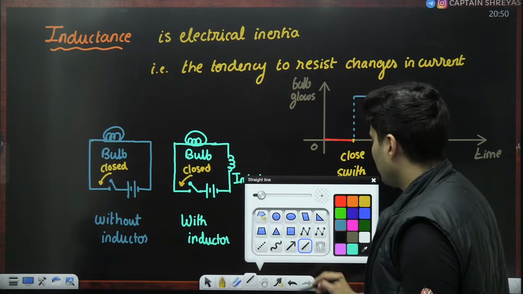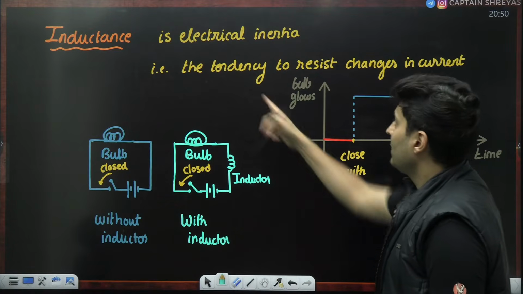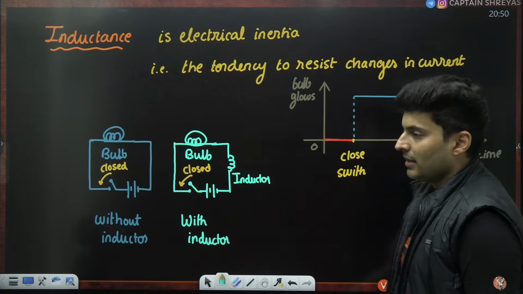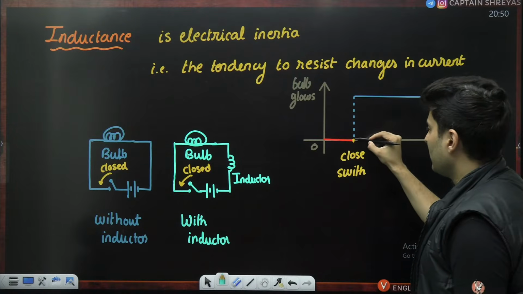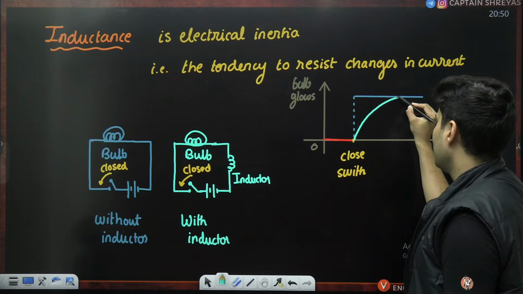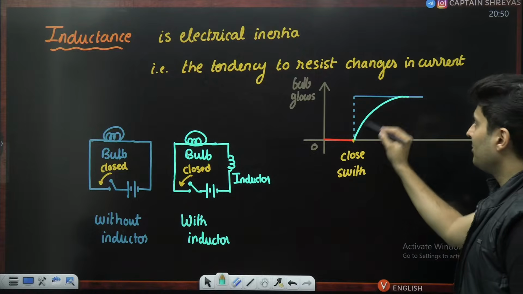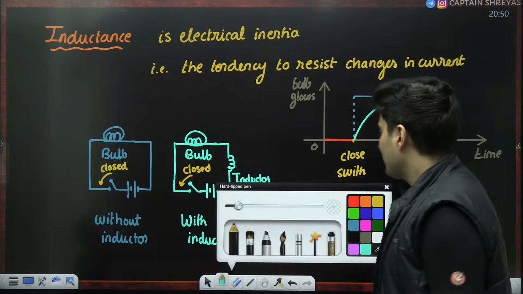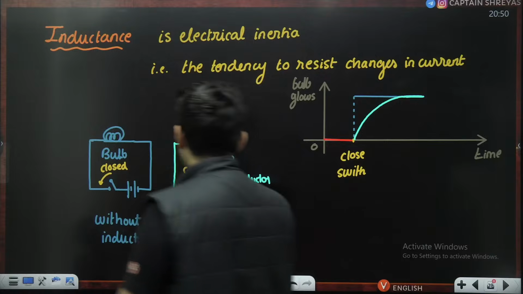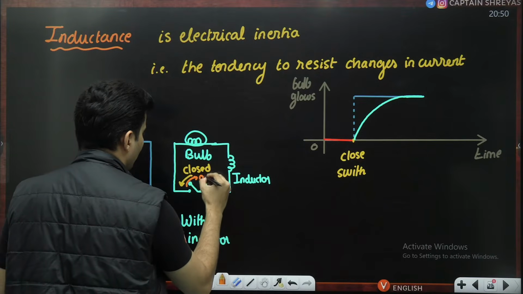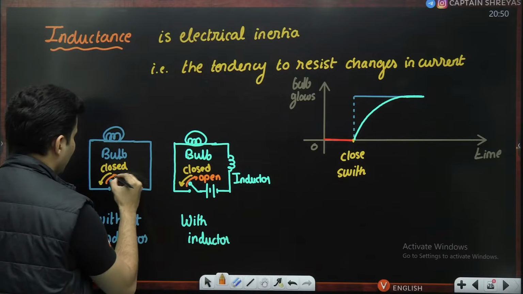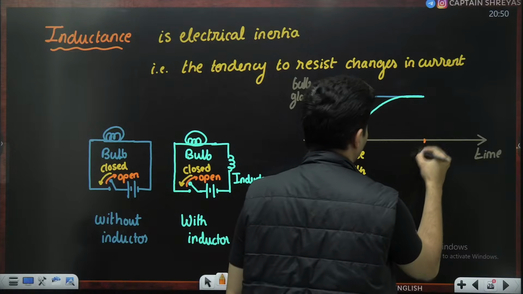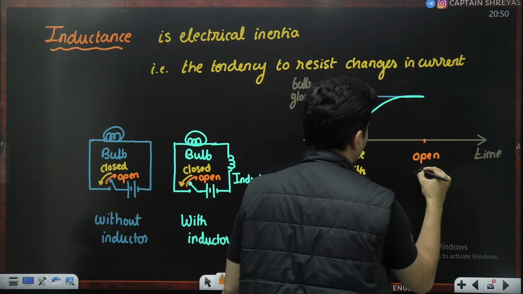But in the circuit where there is an inductor, there is a tendency to resist any kind of change in the current. The current will not rise instantly. Rather, you will see the current will rise like this till it reaches a steady value. This is with inductor versus without inductor. Now, imagine somebody decides, okay, now I'm going to open that switch back again. So the moment you decide, at this moment, I'm going to open that particular switch.